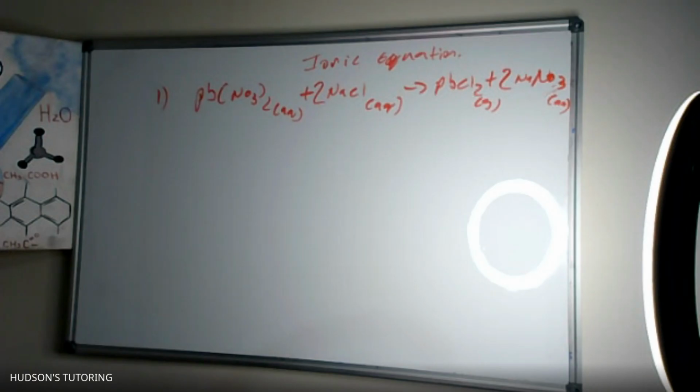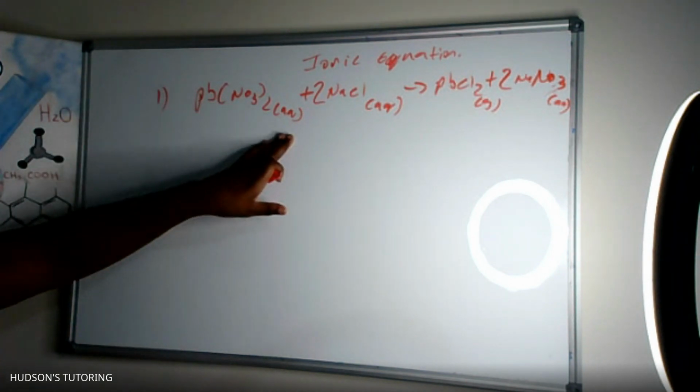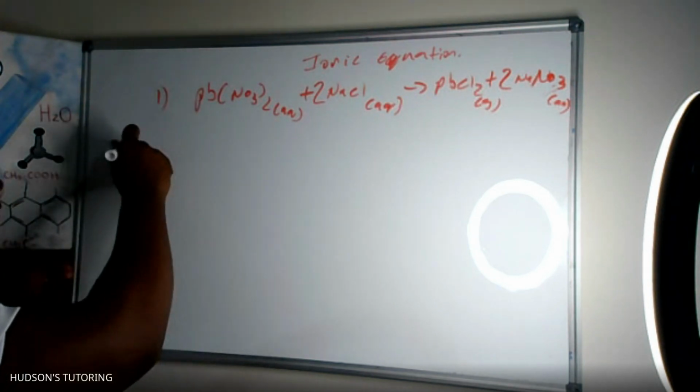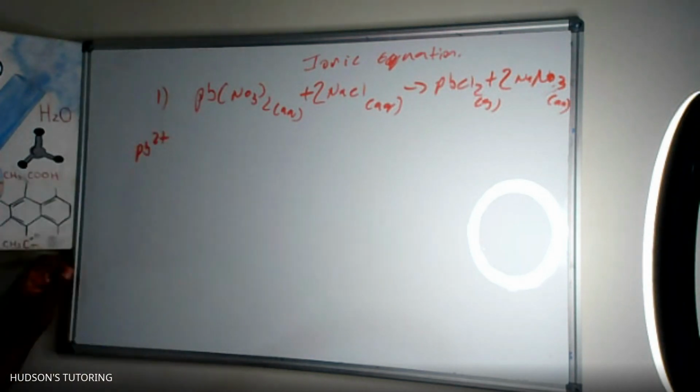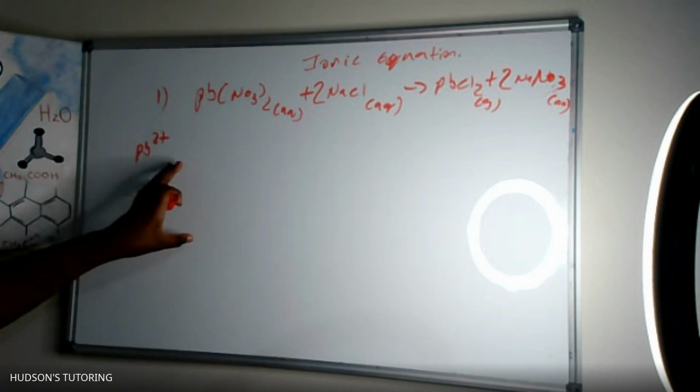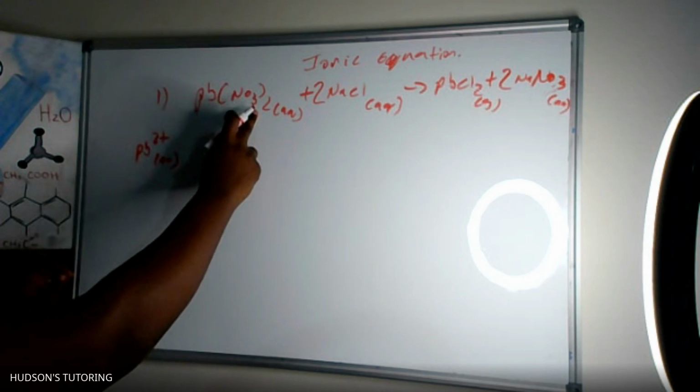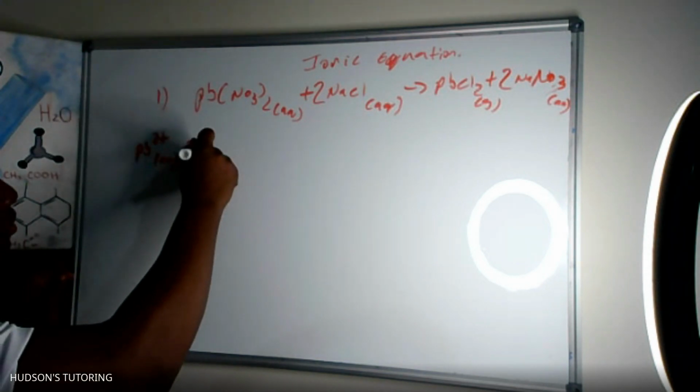All right, so we have balanced the equation. The next thing we're going to do is split up each compound, where applicable, into ions. This is aqueous, so of course we can split it. This is going to give me lead, Pb2+. So I'm now splitting, showing the charges. So this is Pb2+ aqueous. This is 2 nitrate, 2NO3- aqueous.